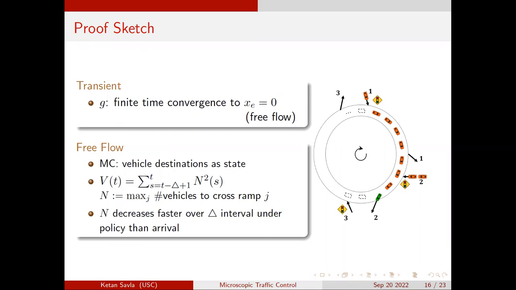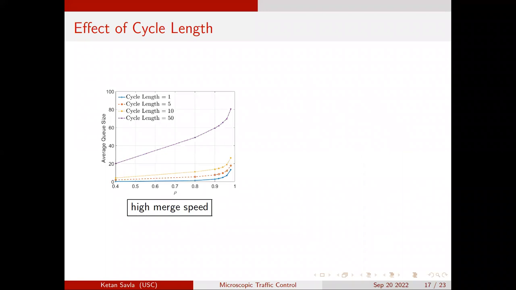But again, queue length does not work in this case as a valid Lyapunov function. Okay. So if you recall, this dynamic release rate policy gives the same saturation limit for all cycle lengths, right? So the question is then, what's the effect of cycle length on other performance metrics? So here are some discussions there.